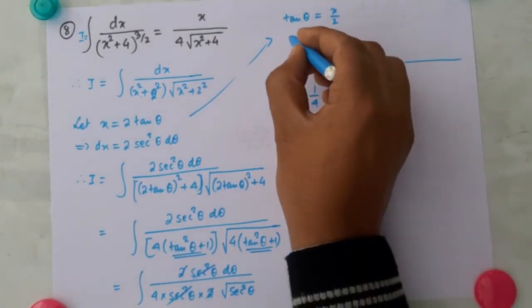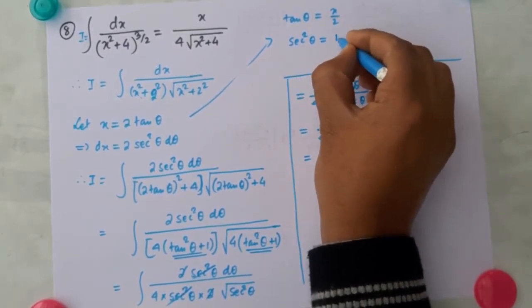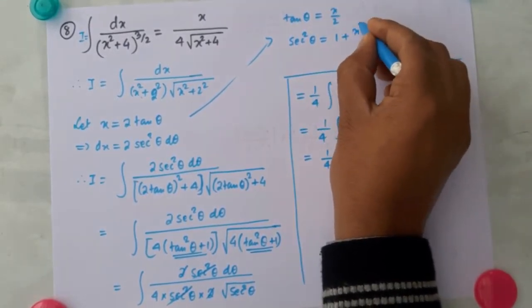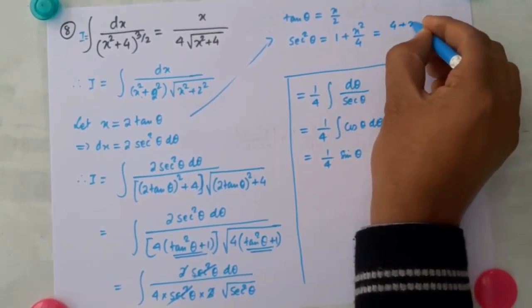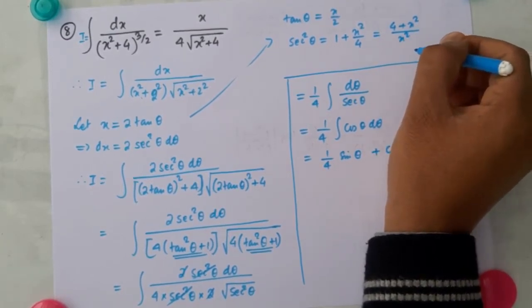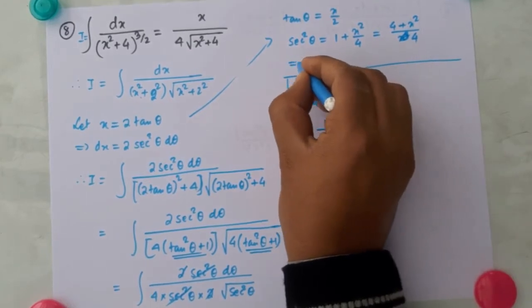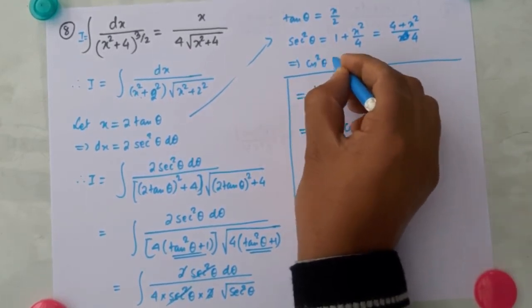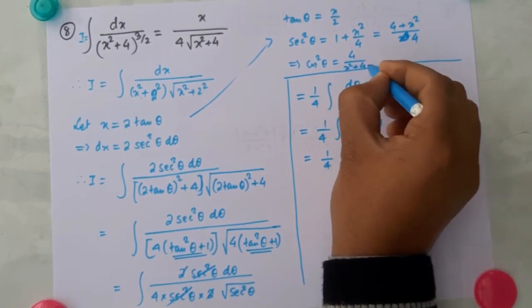So from here you find sec square theta. Sec square theta turns out to be 1 plus tan square theta, that is 1 plus x square by 4, that is 4 plus x square by 4, isn't it? So from here you get cos square theta is equal to 4 by x square plus 4, isn't it?